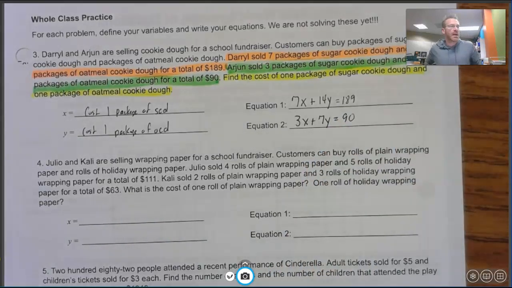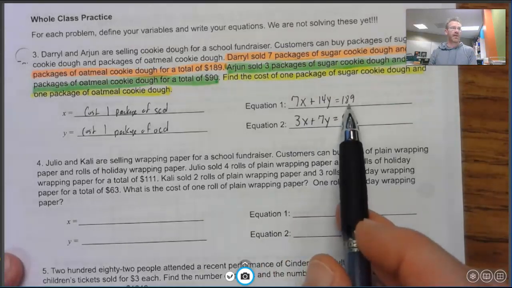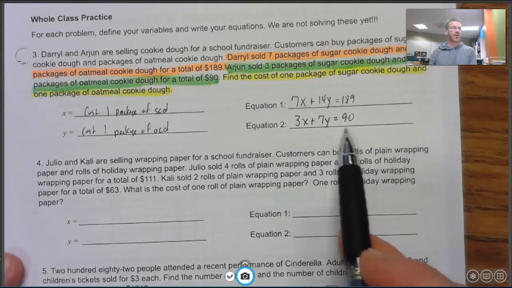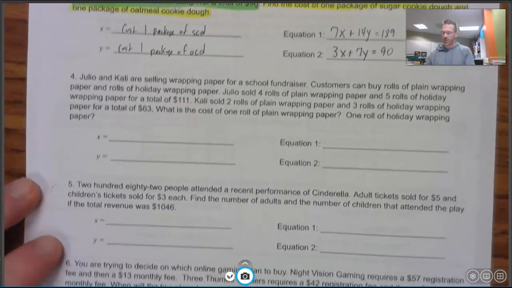And there are our equations. Now, how would I solve this? I would find my x and y intercepts for each line, graph them, and then where they intersect would be the solution. And that's what we're going to get to in the next part of our lesson today. But right now, it's just focusing on identifying my variables and writing my equations. All right, let's move down to number 4.